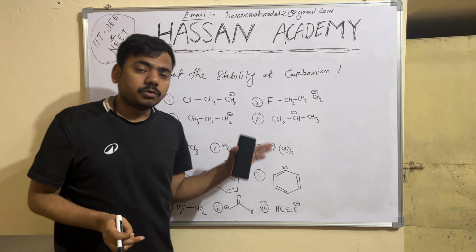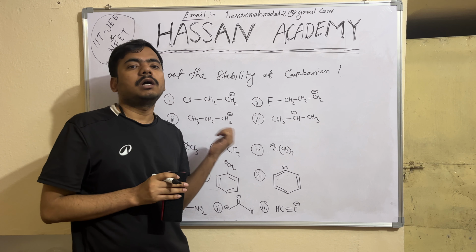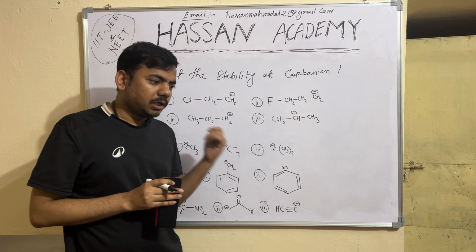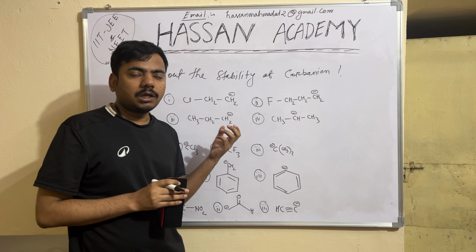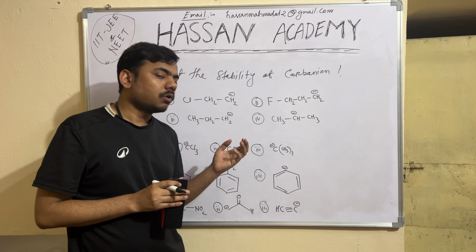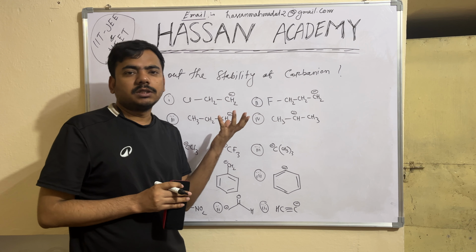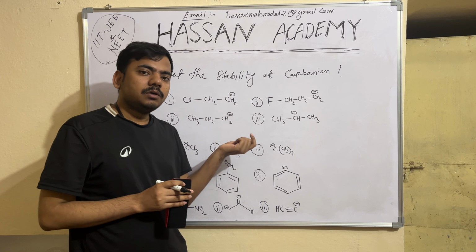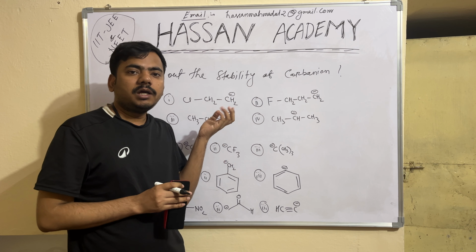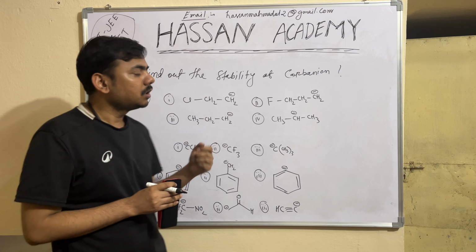Before going to the question discussion, one thing I want to tell you: for carbanion, how will you find out the stability order? For carbanion, you have to see the electron withdrawing group. For carbocation it is opposite, because carbocation means already deficient, so you have to donate electrons, whether by plus I, plus H or plus M. Anyway, you have to donate electrons. But in case of carbanion, you have to withdraw the electron. There is already a negative charge, meaning more electrons, so you have to withdraw the electron.